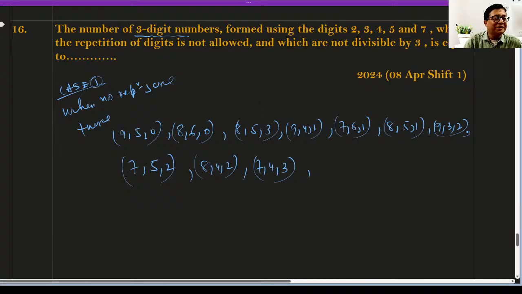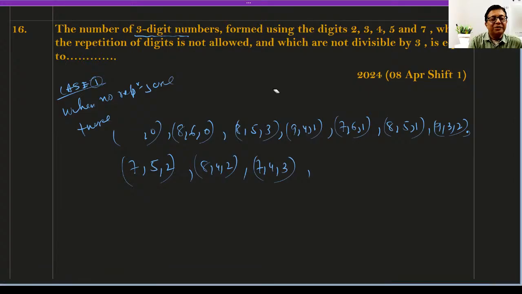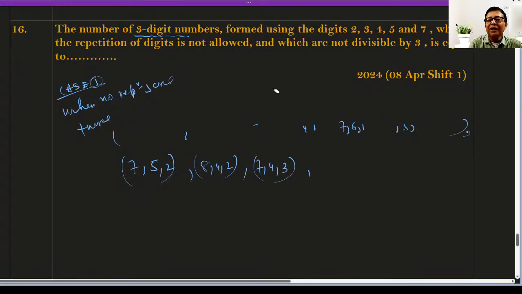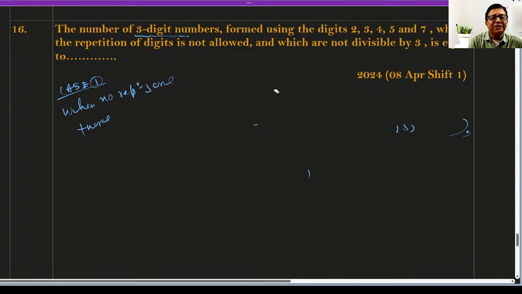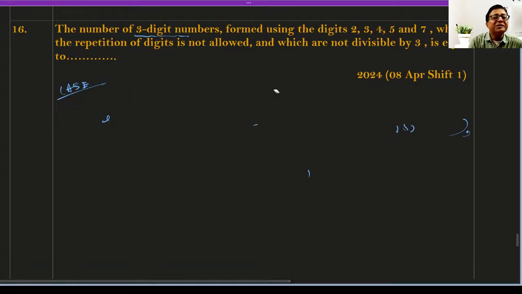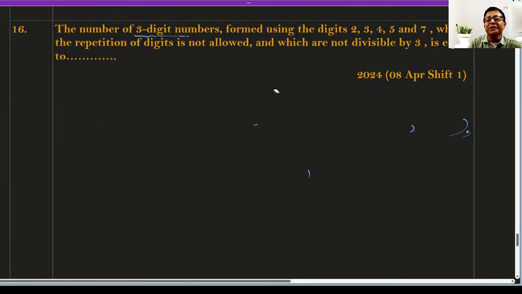So this is not so difficult. Easy, sir. It's not a difficult one. Should I solve? No, sir. Just see, if the sum of the digits is divisible by 3, then it is done. What are the cases over there?